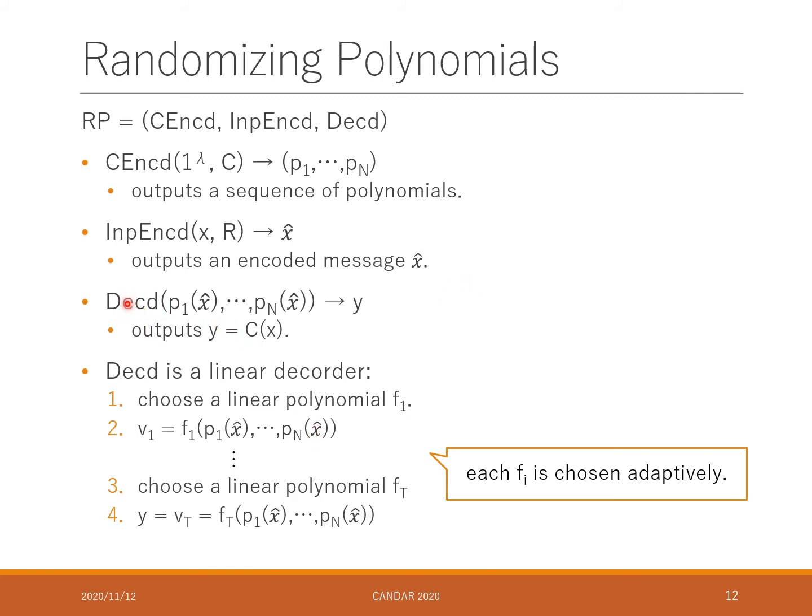Thus, the decoding algorithm takes the value p1 hat x to p1 hat x, and then outputs y. And we say that the decoder is a linear decoder if the algorithm runs this procedure.